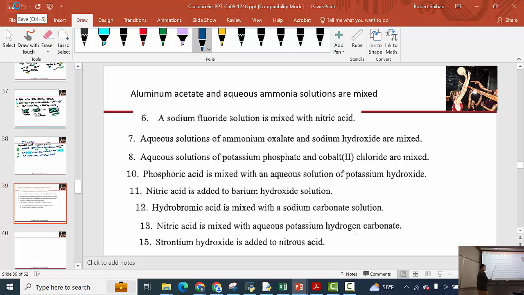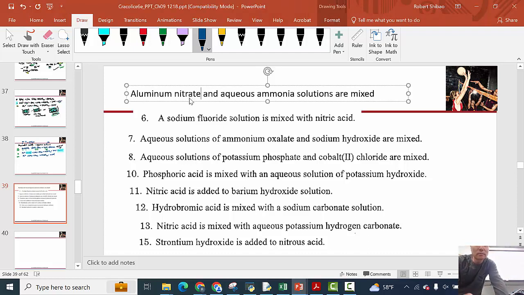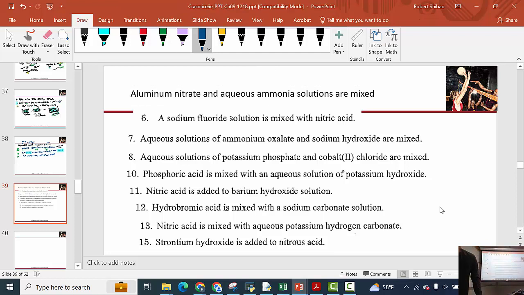So these are all double replacement. Do the aluminum. We just did acetate, so let me change this. I'm going to make this aluminum nitrate and aqueous ammonia. So aluminum nitrate and aqueous ammonia solutions are mixed. And then sodium fluoride, nitric acid, etc.